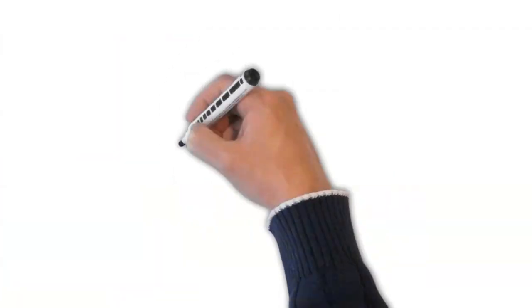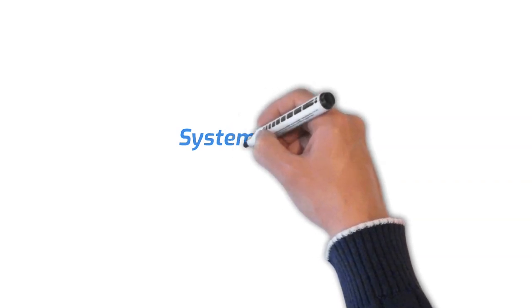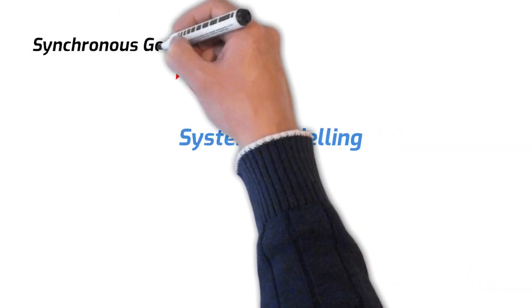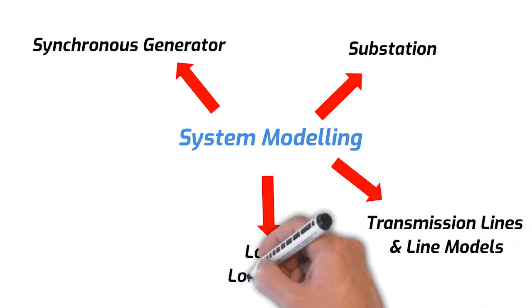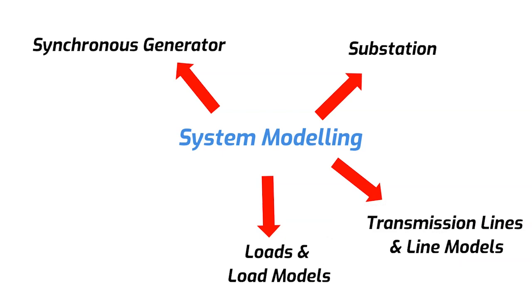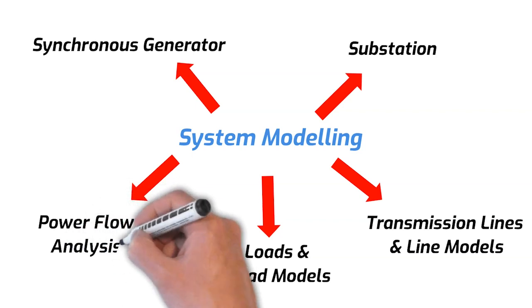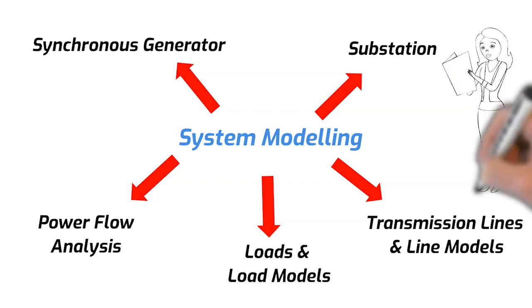the students. An actual power system has many different components connected together. For power system modeling, we can identify the following main components used. They are the synchronous generator, substation, transmission lines and line models, loads and load models. Then we can use power flow analysis techniques for planning and operation of the power system. Now let us learn a bit more in depth about these areas separately. First, let us learn about synchronous generators.